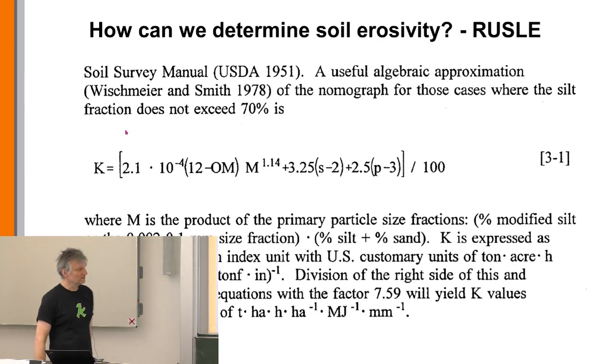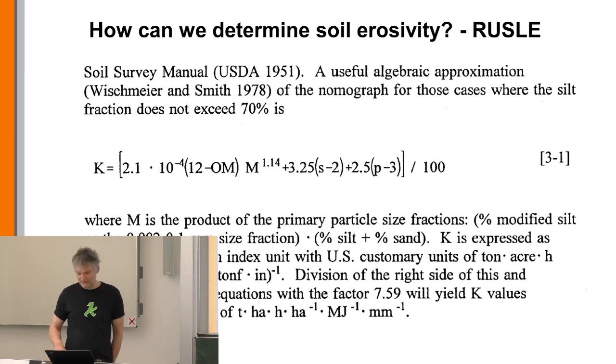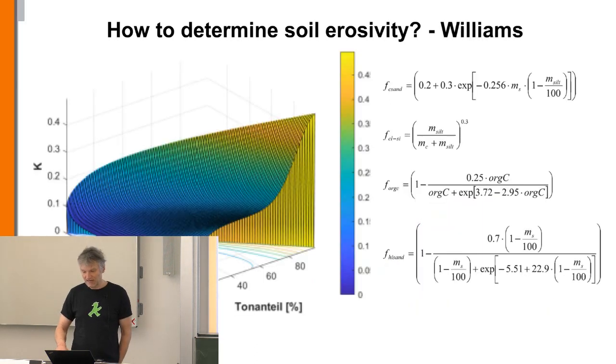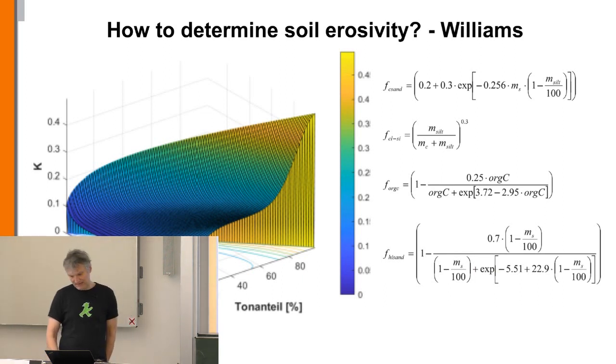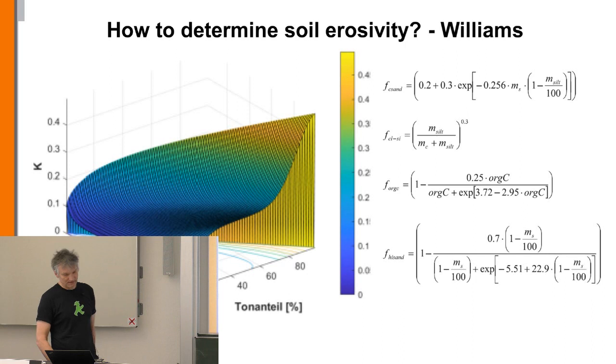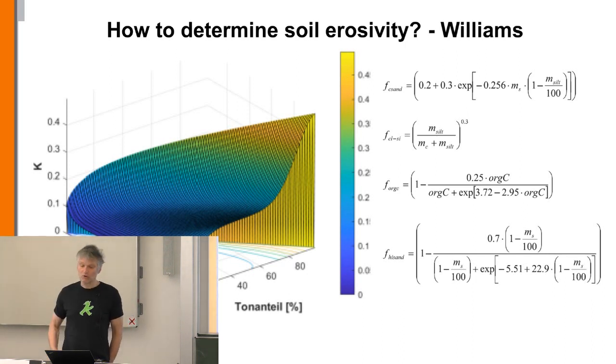And this formula for me is very complex. I don't like it very much. I prefer another approach. Yes, this is also here Wischmeyer-Smith in the revised universal soil loss equation. I prefer Williams. Williams is an approach which looks at the sand, silt and clay content and also on the biological content and calculates the soil erosivity only due to the soil texture.